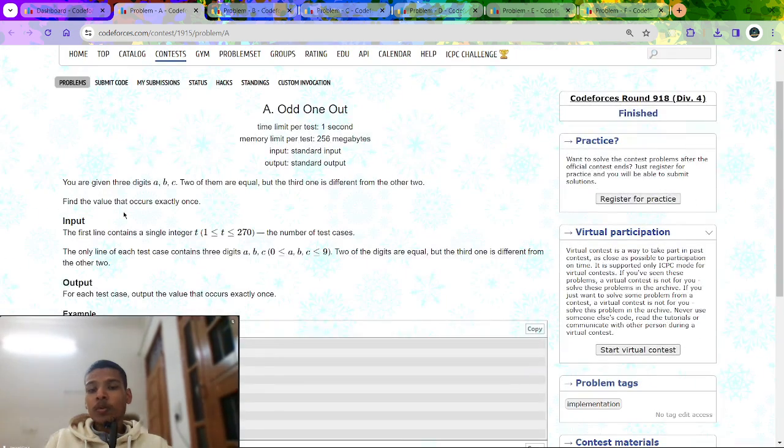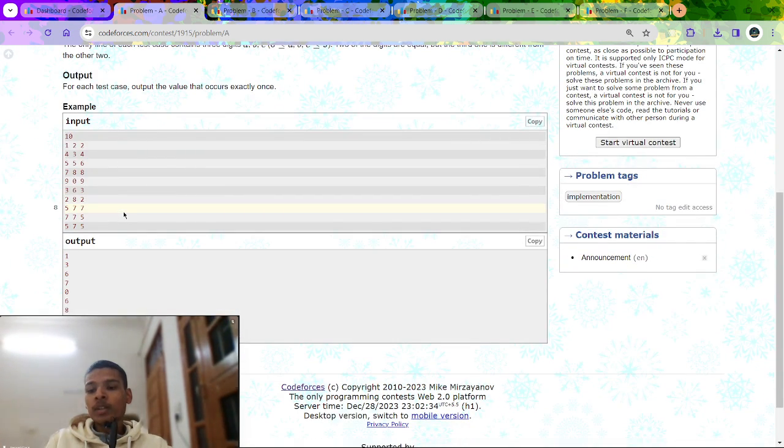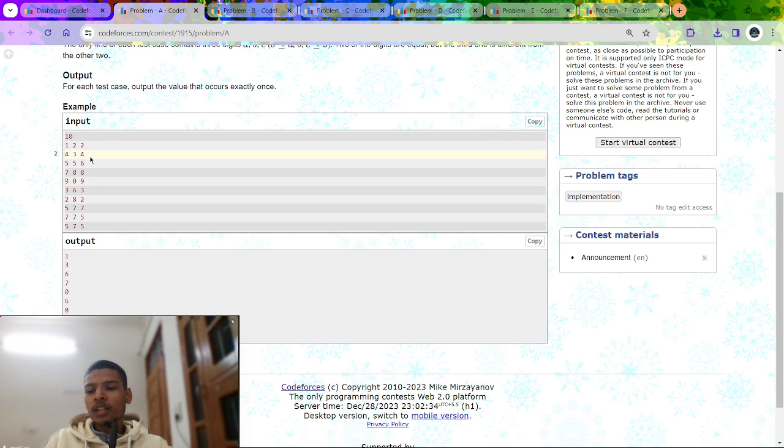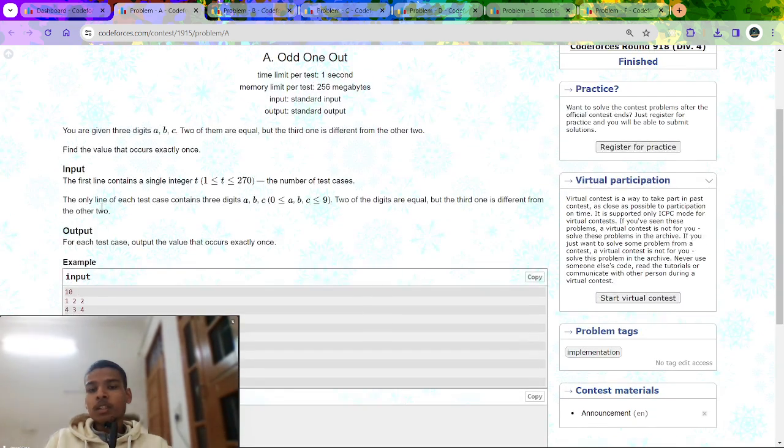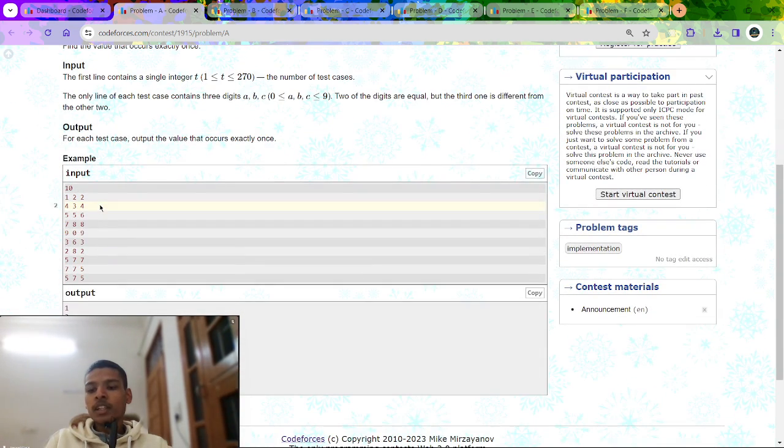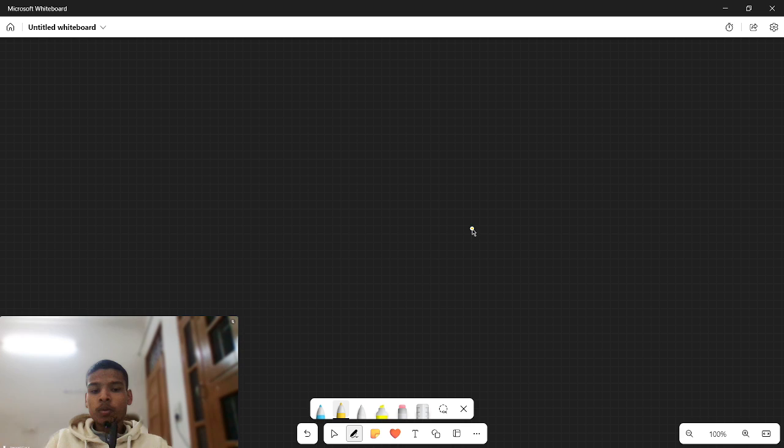Most of you may have done it using a map, by making a count of these numbers and finding the minimum one. But this is a simple, single line solution of this problem. So let me show you why.